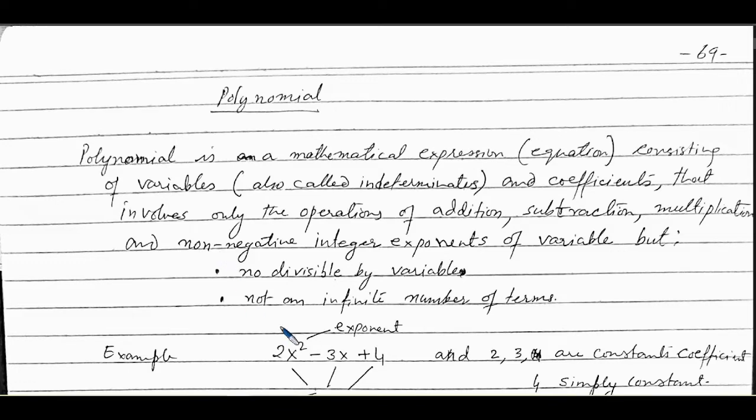Here we will consider only positive exponents in this chapter, and no division by a variable. This equation you write, and you don't divide by any other variable. And not an infinite number of terms. That is, here there are 3 terms. You can have as large or as small a number of terms, but not infinite. Okay, n can be very large, the number of terms can be very large.